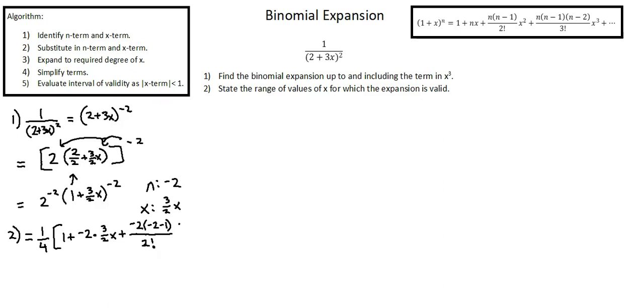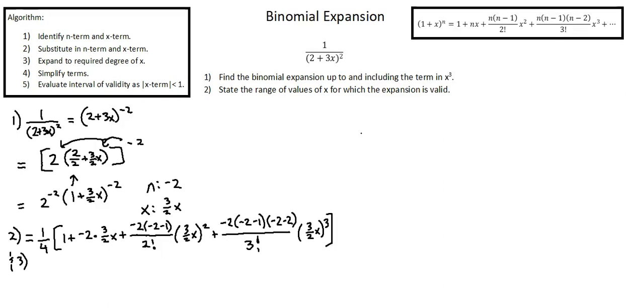all multiplied by the x term to the power of 2, (3 over 2 x) to the power of 2, plus our final term with a denominator of 3 factorial, the numerator of n times n minus 1 times n minus 2, negative 2 times negative 2 minus 1, times negative 2 minus 2, multiplied by the x term to the power of 3, which is (3 over 2 x) cubed. Close brackets. We've completed step 2 as well as step 3, going out to the required term.